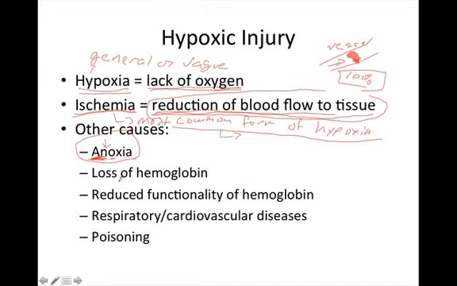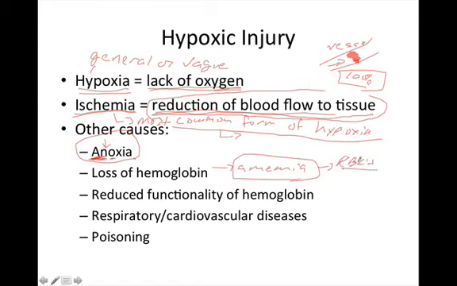Other causes of hypoxia could be a loss of hemoglobin, and anemia comes to mind whenever I think of this example. Remember, anemia is kind of a general class of red blood cell disorders that have various causes. If we think of iron deficiency anemia, that's due to a lack of iron. There's pernicious anemia. There's the hemolytic anemias like your sickle cell. There are various other examples as well. But when we're thinking of anemia, basically we're talking about problems with red blood cells.